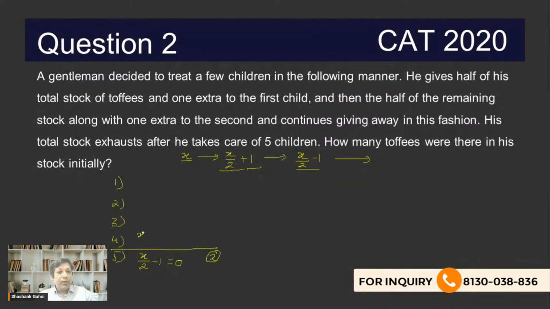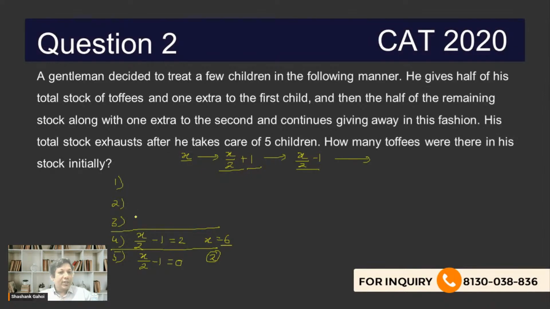So before the fifth child came, he had given x by 2 and one more. So he's left with this, and that is equal to two toffees. So x by 2 equals 3, so x comes out to be 6. So before the fourth child came, he was left with 6 toffees, and out of 6, he gave 3 plus 1 to the fourth child. Then he's left with 2. Then half plus 1 means he has given 2 toffees, and he's done.